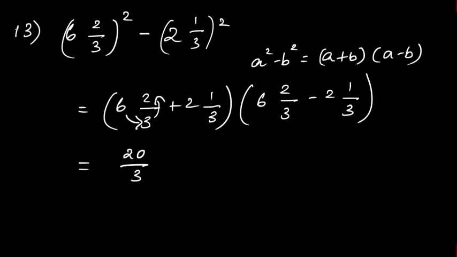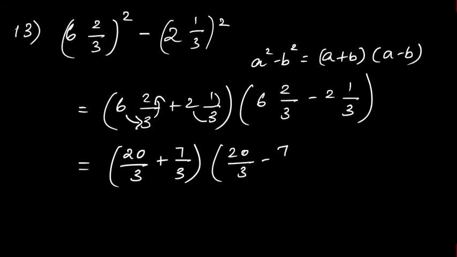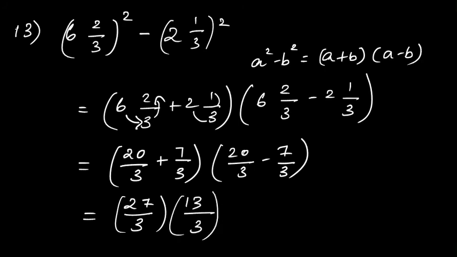So 20 divided by 3 plus, so similarly 2 1 by 3 can be converted as 2 into 3, 6, 6 plus 1, 7. So 7 by 3. So similarly again here we'll get 20 by 3 minus 7 by 3. Here the denominators are same, so you can add the numerators. So we get 20 plus 7, that is 27 by 3, into 20 minus 7, there we'll get 13 by 3. So you can cancel 27 and 3, we get 3 1 time, 3 9 times. Again cancel 9 by 3, we get 3 here. So now 3 into 13. So the answer is 39.